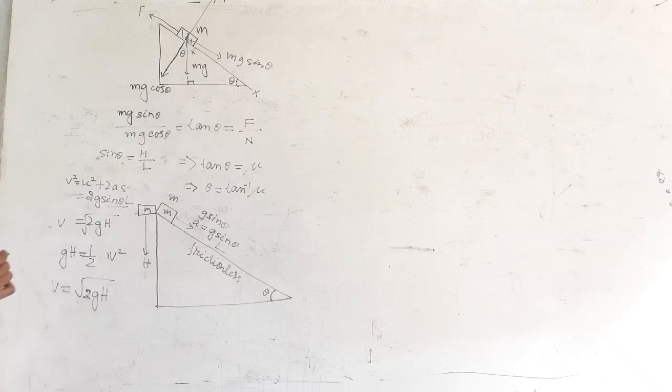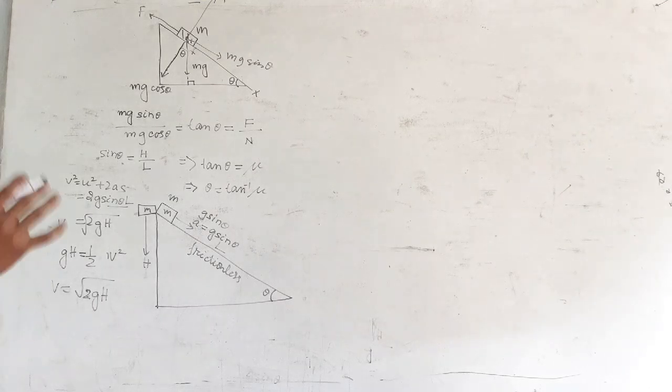This is the expression for the final velocity. That means both masses will have the same final velocity when they hit the ground. Okay, now the question is, which one of the two masses will hit the ground faster?